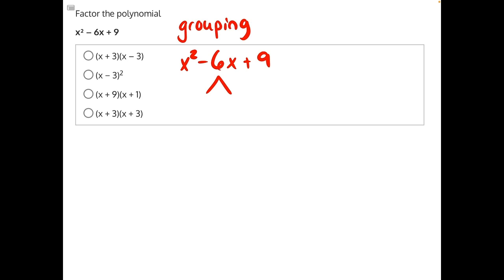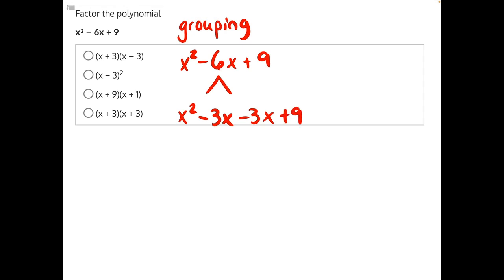They have to be equivalent expressions. So we'd have x squared minus 6x plus 9 is equivalent to x squared minus 3x minus 3x plus 9. If we were to add these together, then we would have our original function. So they're equivalent.